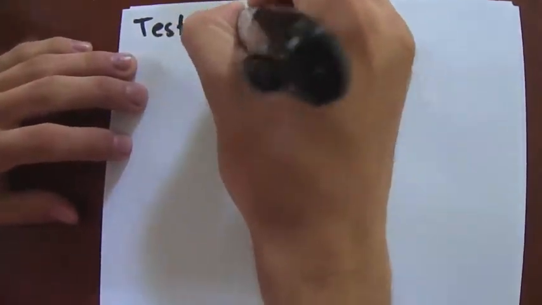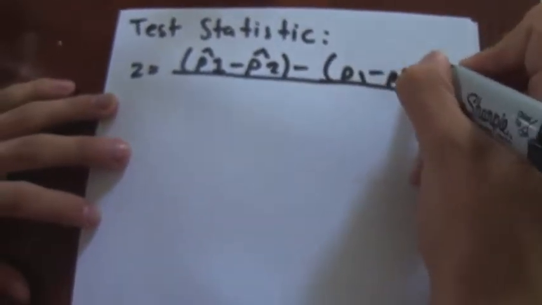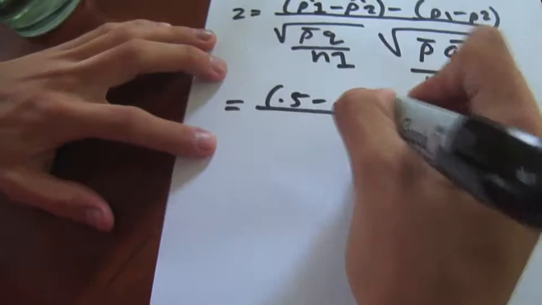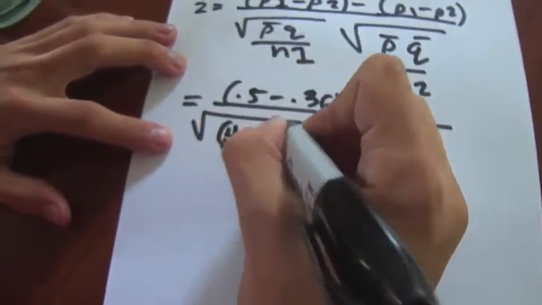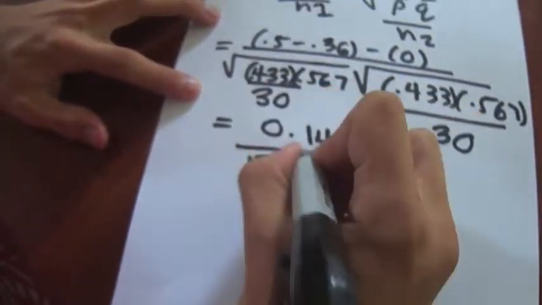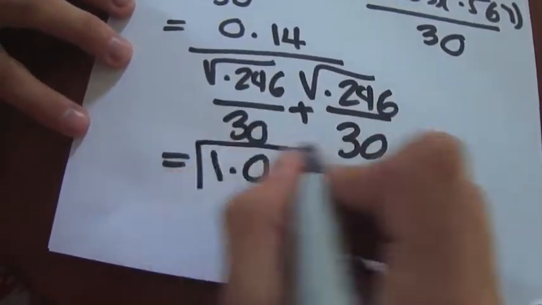Now that we found P bar, Q bar, P1 hat, and P2 hat, we are going to find the test statistic by doing this formula. Now we're going to do a right-tailed test, but first we have to find the z-score.